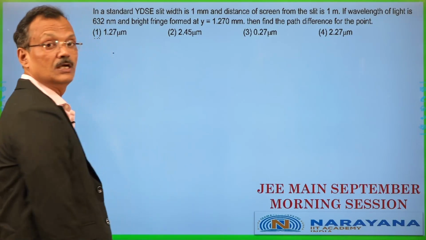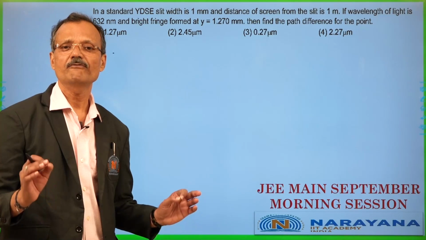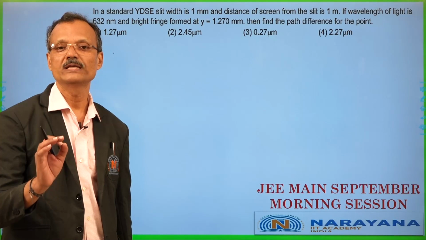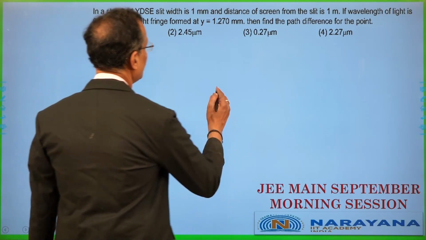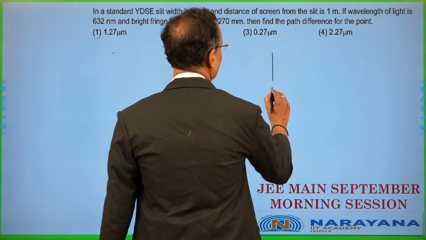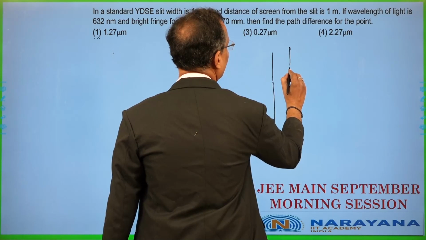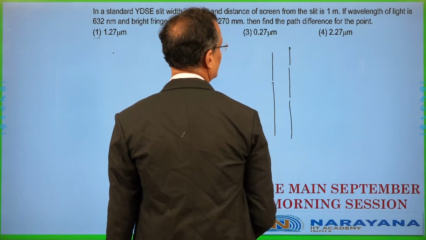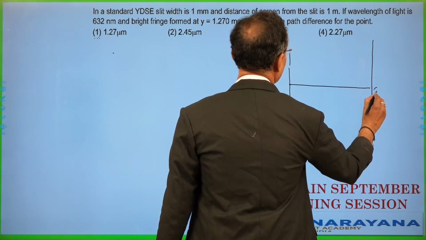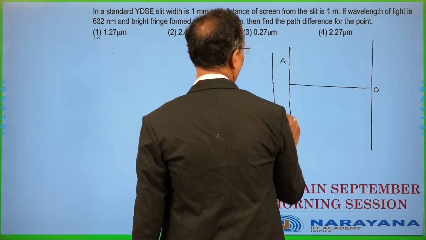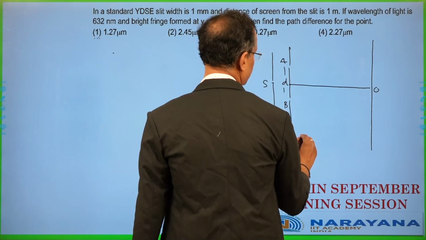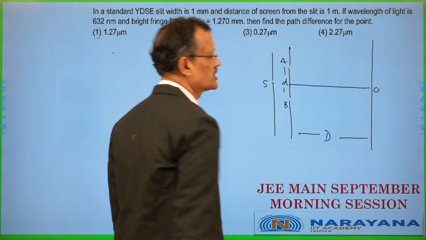Now this is Young's double slit experiment. Every year you will be getting one question, either in Mains or Advanced, on Young's double slit experiment. Let me roughly draw the figure. You have one slit, in front of it you are arranging two slits, and here there is a screen. This is the perpendicular bisector line. This is A, B, this is the source. Here this distance is small d, this distance is capital D.